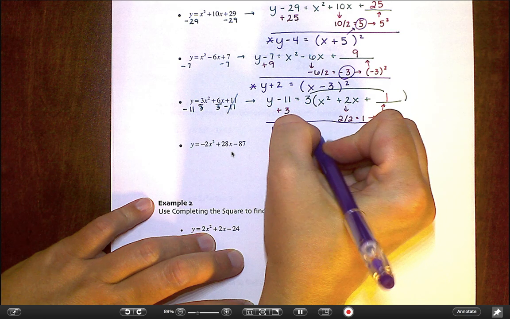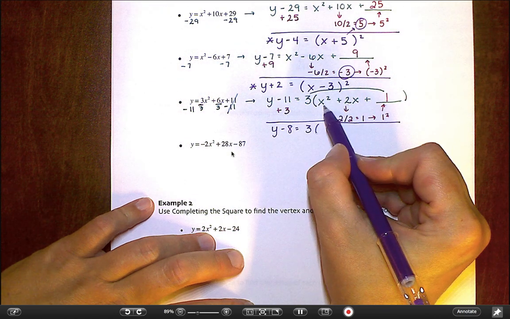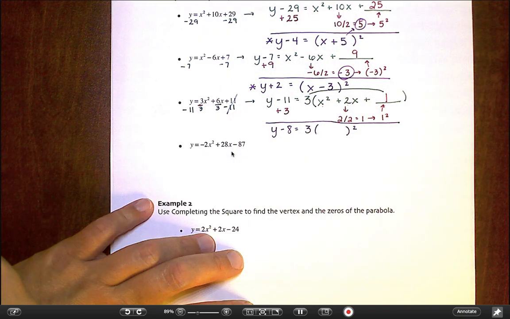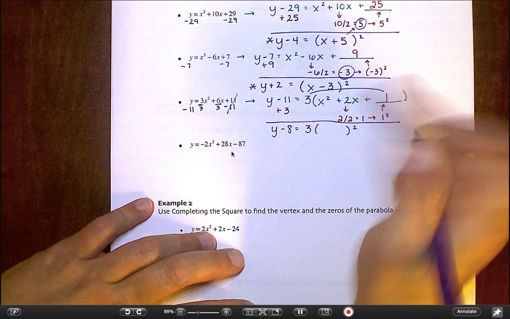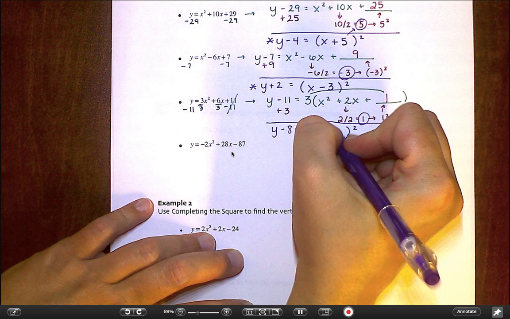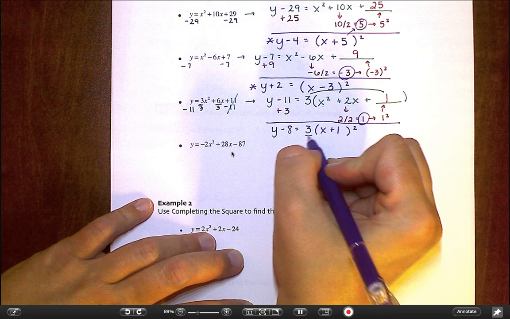I'm going to leave the 3 sitting out front here. And then x squared plus 2x plus 1 should be able to be written as a binomial squared. Again, if you're struggling with what number goes in those parentheses, it's always this number right here. So this will be x plus 1 squared. And this 3 just sits out here.